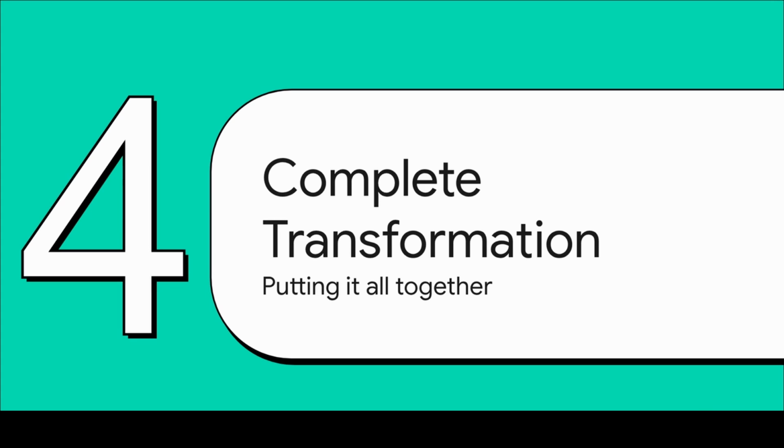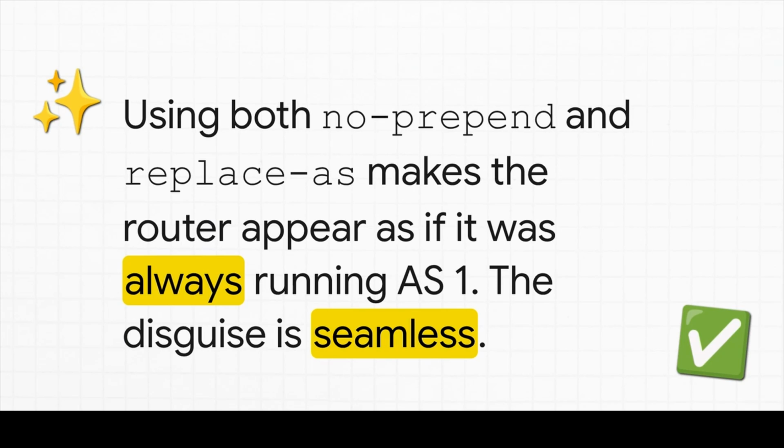We've got No-Prepend handling the incoming routes and Replace As handling the outgoing ones. Now let's put it all together and see what this complete, perfect transformation looks like. And this is the really crucial takeaway here. When you use both of these keywords together, that's when the disguise becomes totally seamless. We stop adding junk to the paths we receive, and we fully, completely replace our identity on the paths we send. As far as this one neighbor is concerned, it's a complete identity takeover.